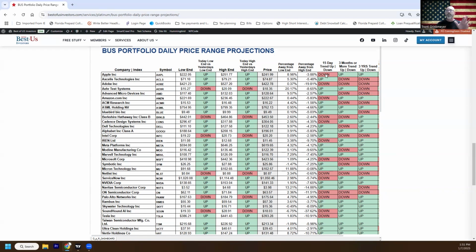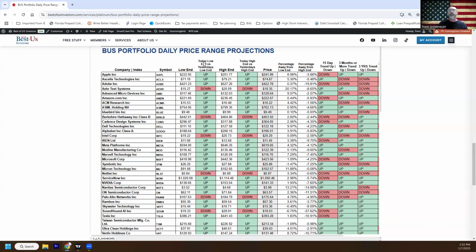Now, this is where you get into the comparison between the lows and the highs of the stock. And this is calculated for the day. So it's a 24-hour period that this is looking for. So every morning, this updates. And what this tells me is the low end calculation based on our algorithm is $222.05 on Apple. It's presently trading at $241.99. Okay, well, that's interesting.